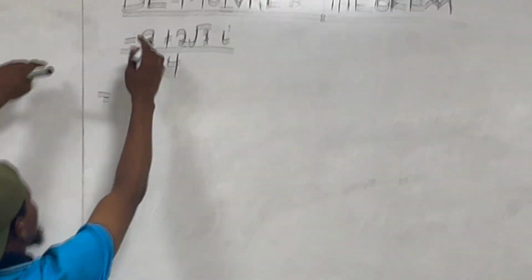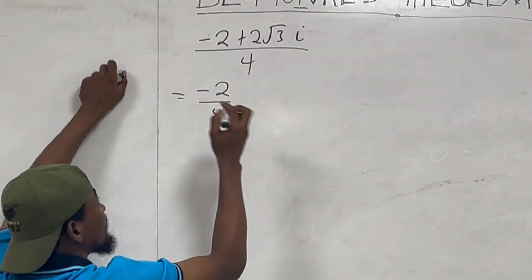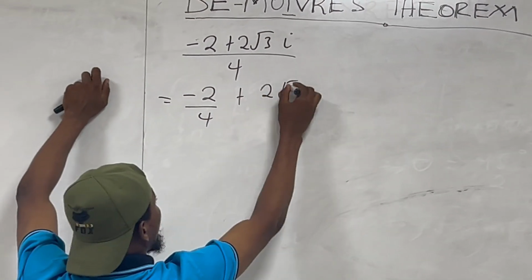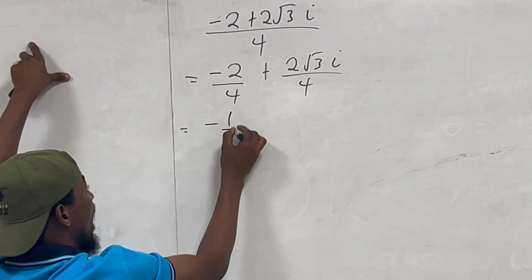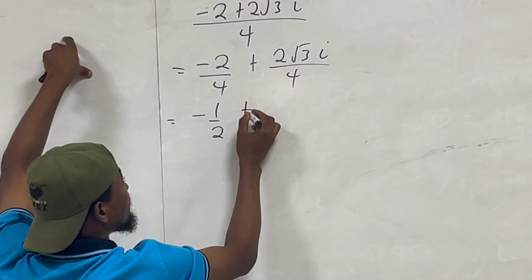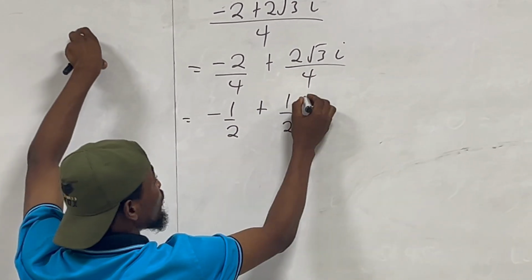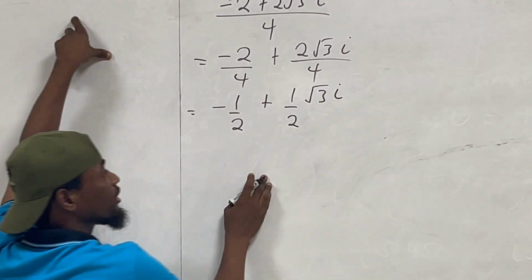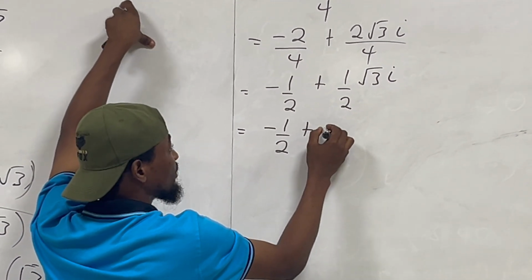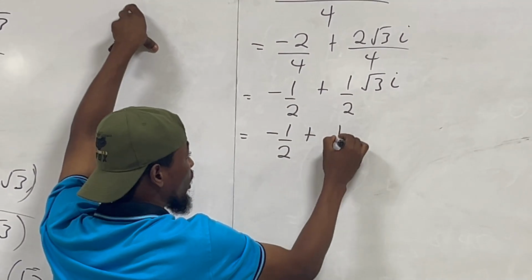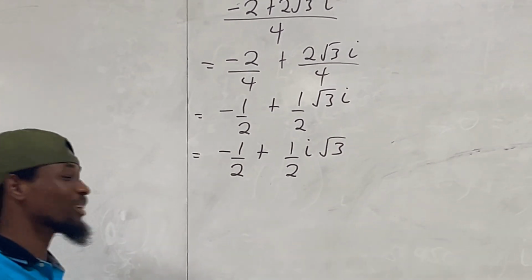This is the same as −2 over 4, plus 2√3 i over 4. This becomes −1/2, then plus 1 on 2, since 2 divides itself once and divides 4 two times, then i√3. So this is the same as −1/2 plus (1/2) i√3. As simple as that.